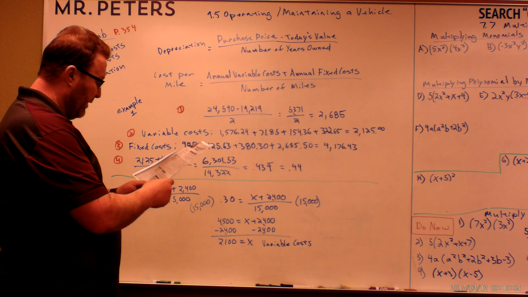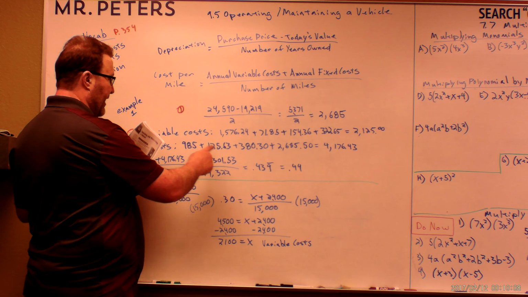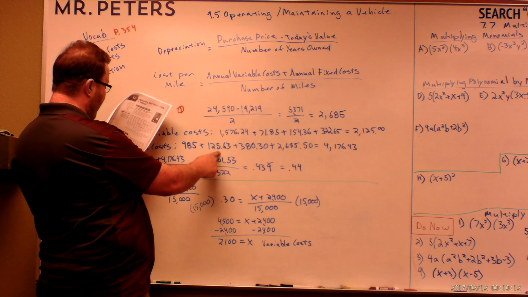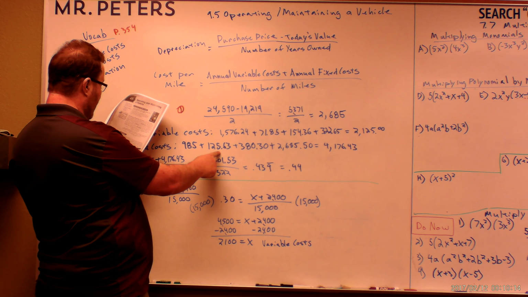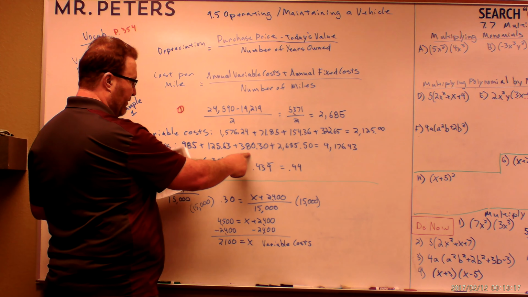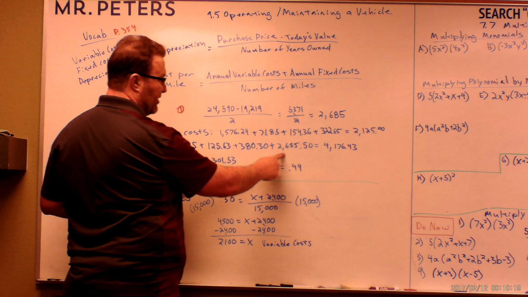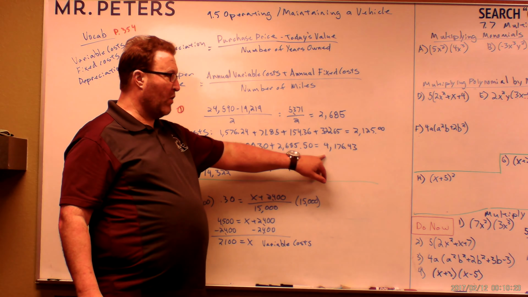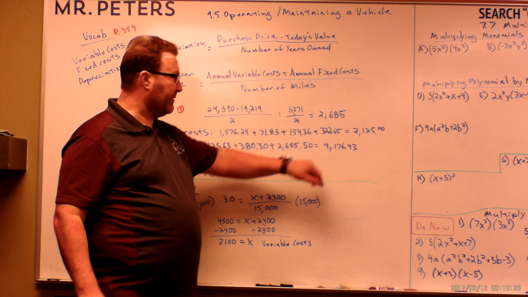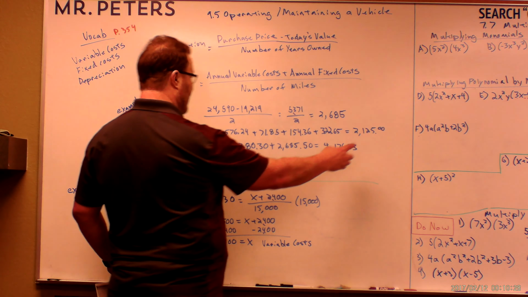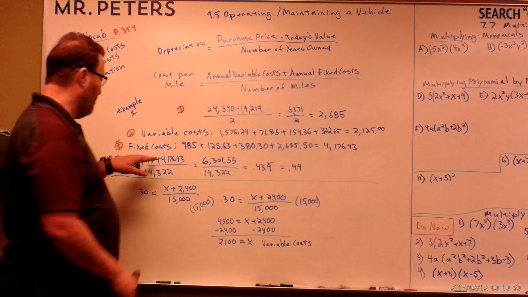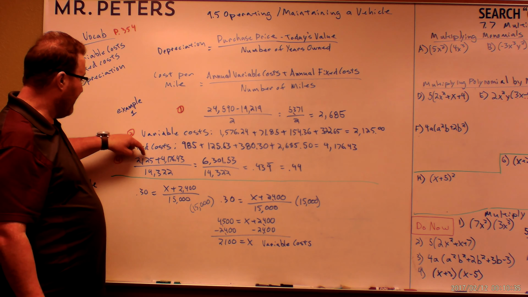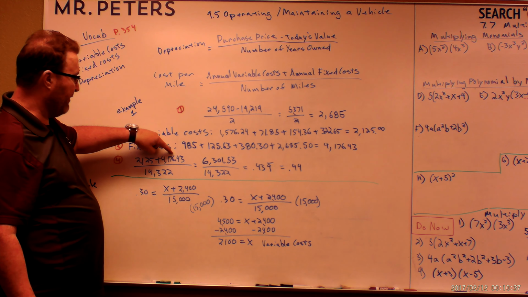Okay? So going down the schedule, she has $985 in insurance. She has registration fees of $125.63. She has loan interest of $380.30, and then she has depreciation of $2,685.50. So we add these all together, it's $4,176.43. So then what we do is we take the variable cost and the fixed cost, put them next to each other, and then write the mileage underneath. We go ahead and add these together, $2,125 and $4,176.43.